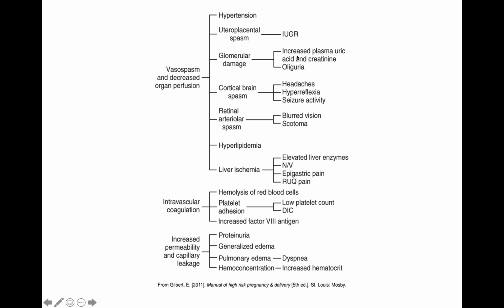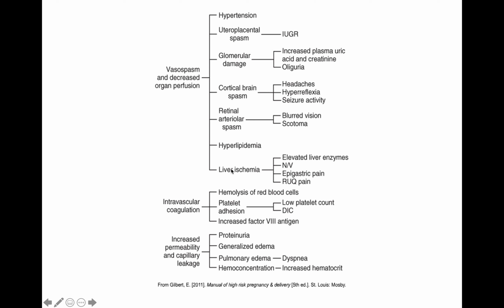Glomerular damage, we have increased plasma uric acid and creatinine, and we have oliguria. We don't have the perfusion that we need through the glomeruli. Vasospasm, decreased organ perfusion. We've got cortical brain spasms. That's what, there's a lot of blood in the brain. We know that. That's what causes the headaches, hyperreflexia, seizure activity, unless we can quiet everything with our mag sulfate, and I'll get to that. Retinal arterial spasm, it causes the blurred vision. Then the scotoma, hyperlipidemia, well, that's secondary at this point.